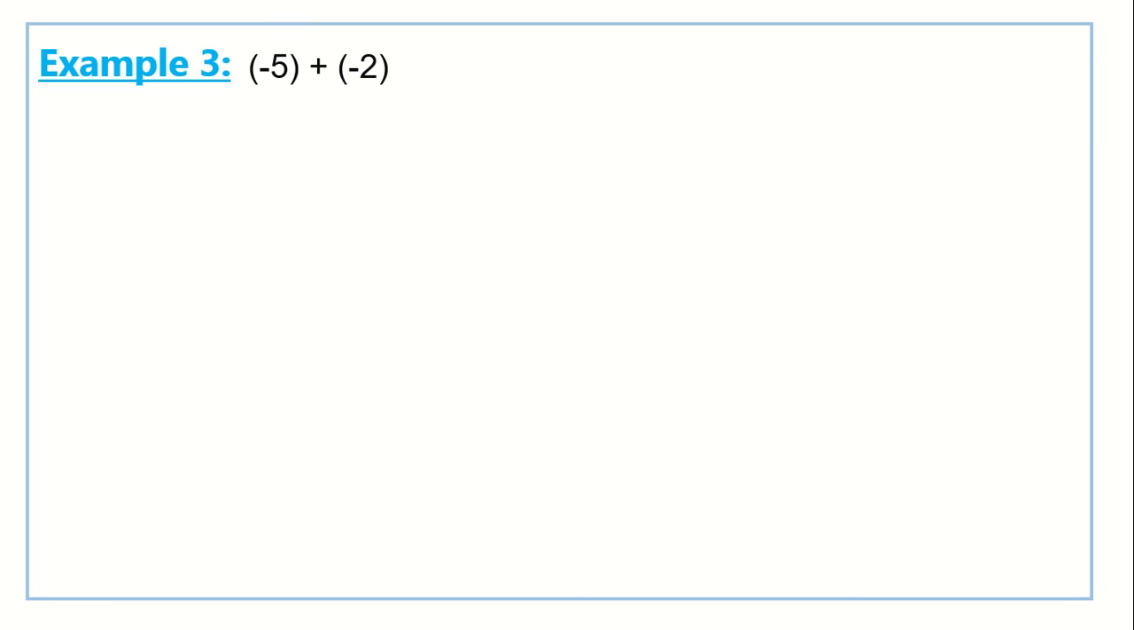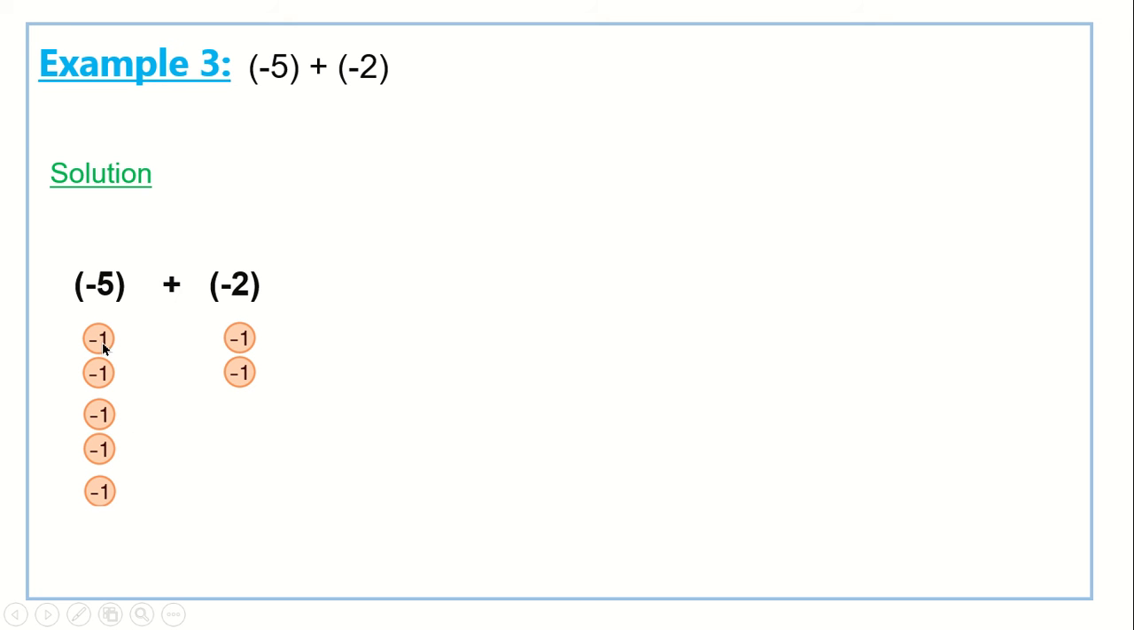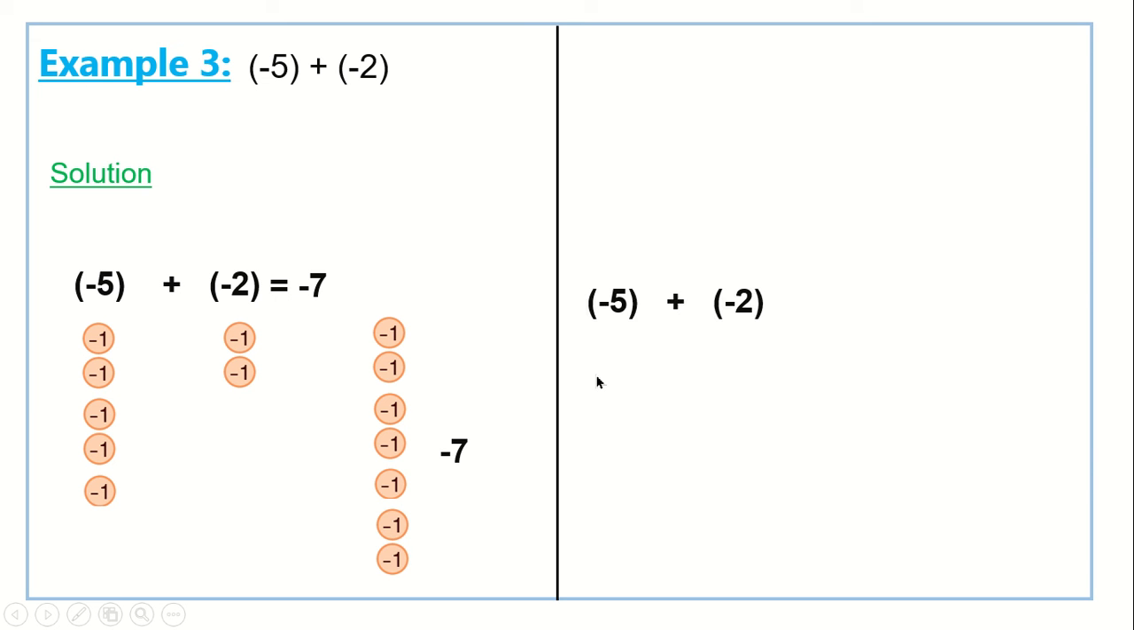We look at example number 3. We have a negative of 5 plus a negative of 2. Then we will show 5 discs of negative 1 and 2 discs of negative 1. Since both of them are negatives, they cannot make a zero pair. So we cannot pair them. So this means that altogether we have got negative 7. So negative of 5 plus negative of 2, we get negative 7. We can actually show this in this format, because we have plus and minus that actually gives us a minus. So it implies that we have got negative 5 minus 2, which is the same as negative 7.